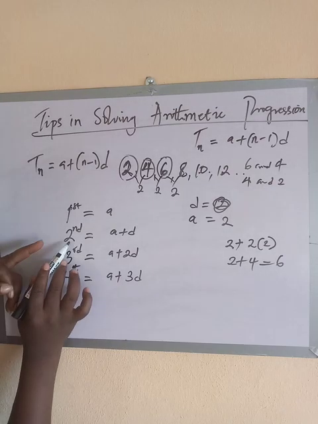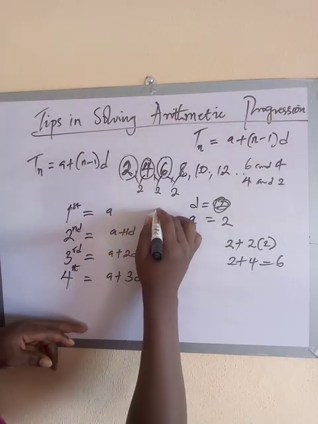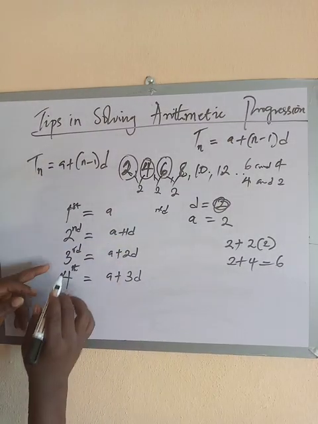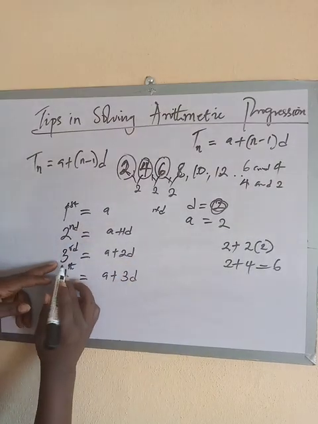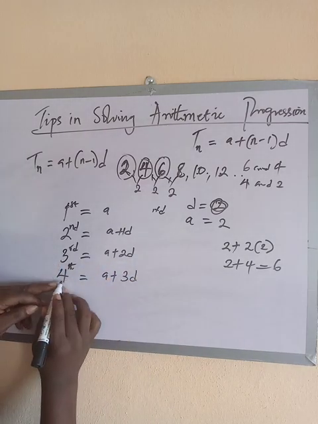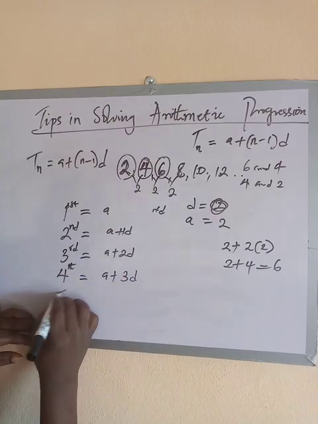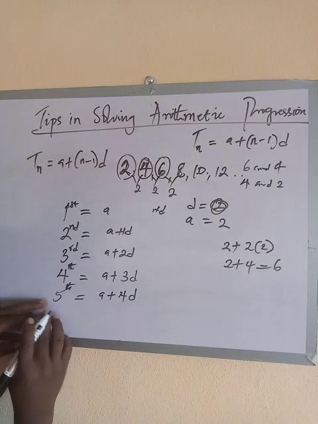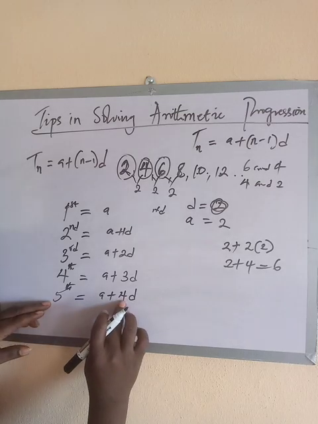Now, when we talk about the second term, you can see that we have an invisible 1 here, because 1 multiplied by d will still give you d. That is why we have only d here. Now, the third term is equal to a plus 2d, which means we are reducing a single number from the term number in order to have this. If we have the fourth term, we are removing a single number in order to have this. If we have the fifth term, this will give us a plus 4d. The fifth term has a 4, which means we remove one number from this particular term in order to have this 4.